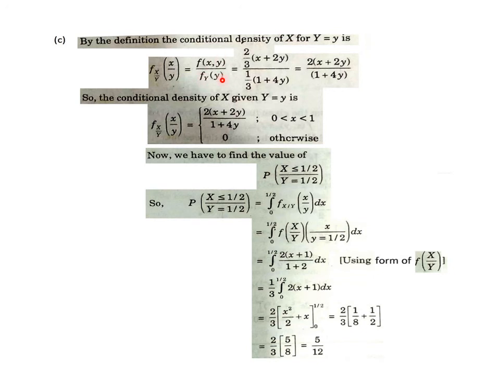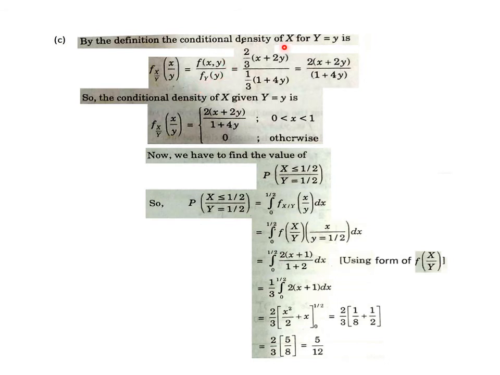So that is a simple formula for finding the conditional density of x for Y equals y. Divide the joint density by the marginal density of y, and you will find the conditional density of x for Y equals y. If you wish to find the reverse, that is the conditional density of y for X equals x, what you have to do? You have to divide the joint density by fX(x) in that case.